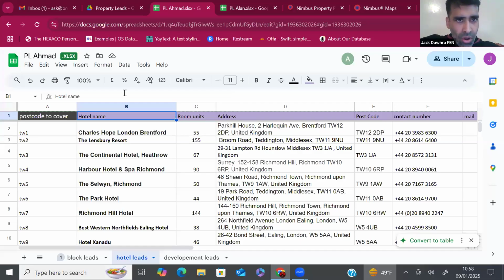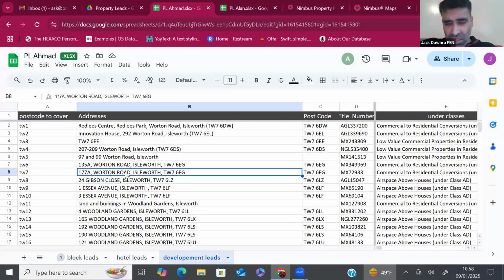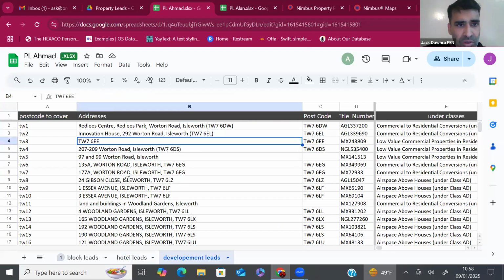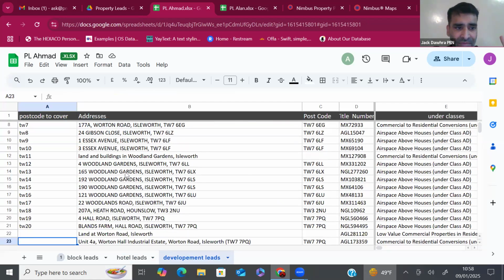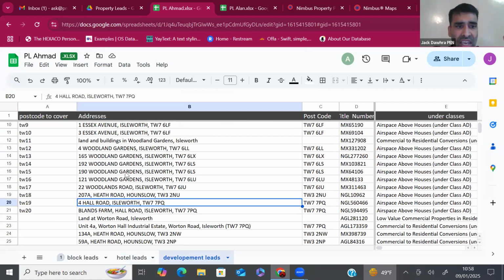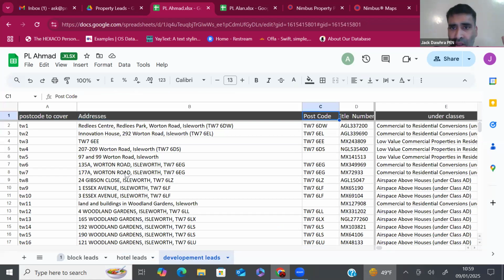I'm going to go back and share my screen. Now I'm looking at Ahmed's sheet and I'm clicking on development leads. If you observe everyone's sheet, the first row is all the postcodes you cover. So it's all the TW postcodes Ahmed gets. Then the second one is the address of the property. The second is the postcode of the deal. The fourth is the title number.